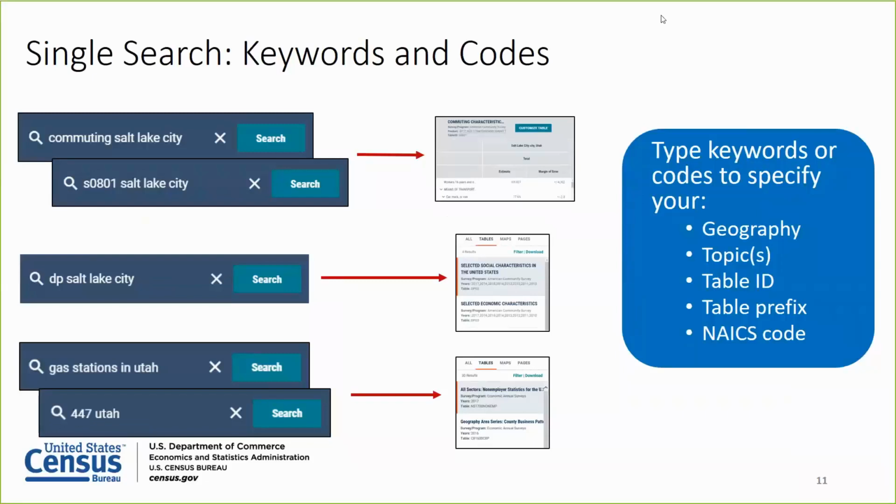And then for the economic data, you can look at something like an industry like gas stations, and then in Utah by geography, and get some great results, as well as actually putting in a NAICS code. If you wanted to put 447 in Utah, you get some results as well.